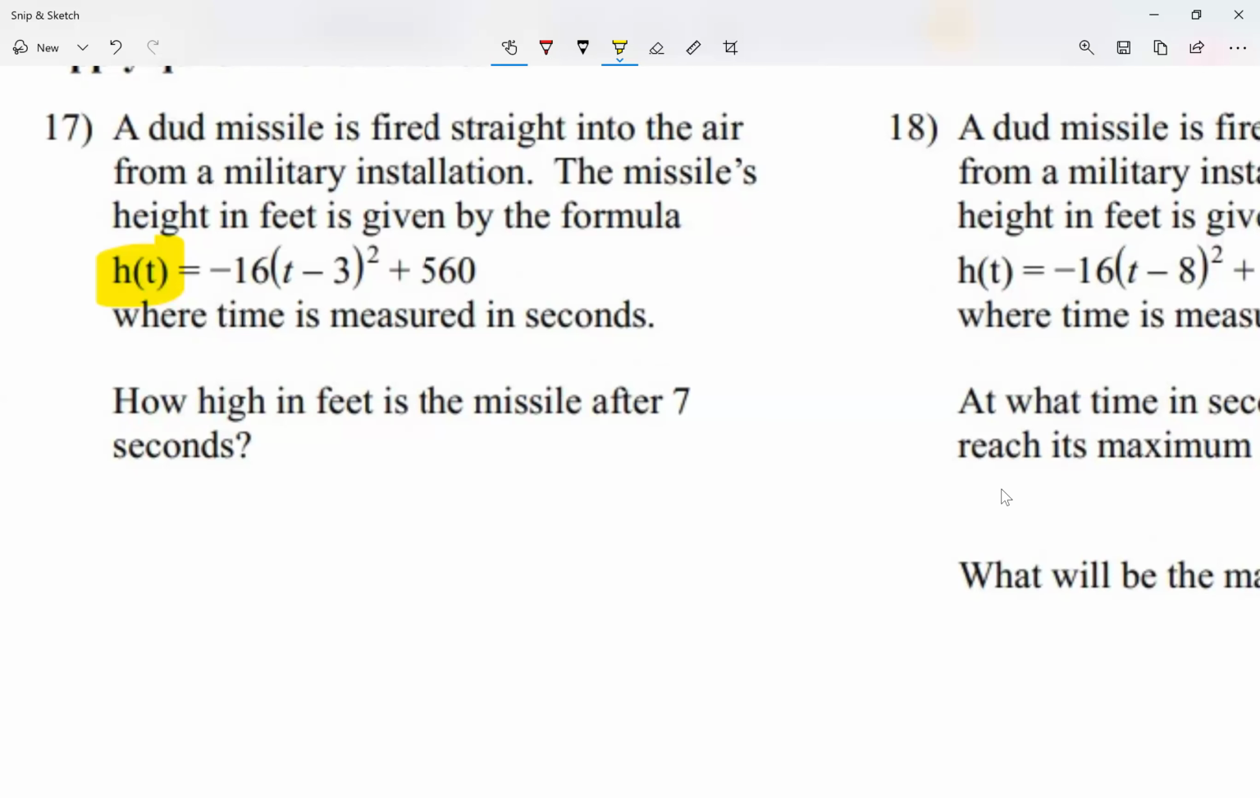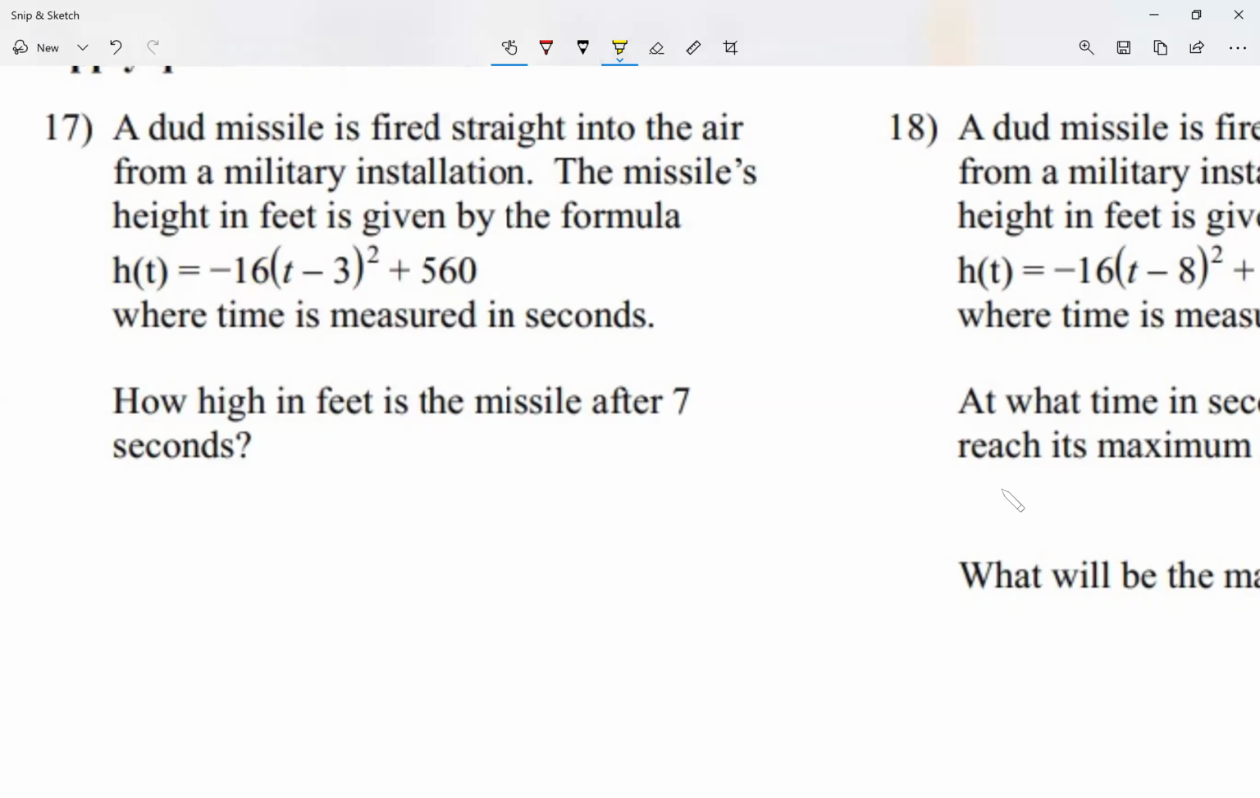Now, start getting used to this negative 16. This negative 16 is not just a random number. It happens to be the gravity pull. It's a negative number because gravity tends to pull us down. So that negative 16, it might seem like a coincidence that we see it a lot, but it's not quite a coincidence, it's actually our gravity pull. So we have it there. How high in feet is the missile after 7 seconds?